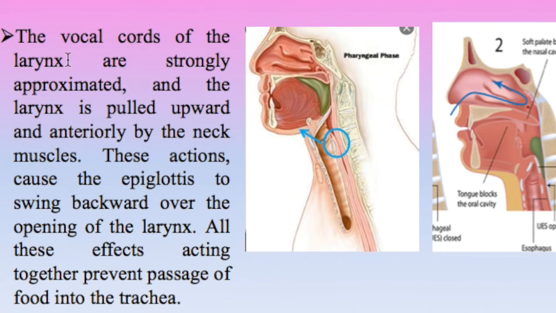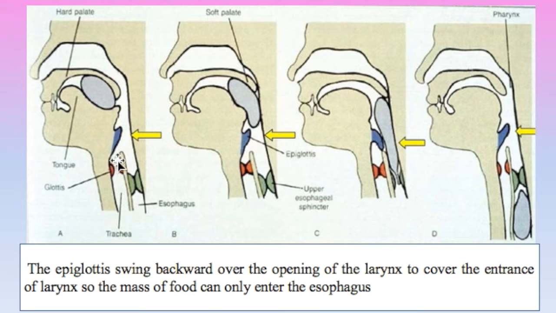The vocal cords of the larynx are strongly approximated, and the larynx is pulled upward and anteriorly by the neck muscles. This action causes the epiglottis to swing backward over the larynx opening, and all this action is to prevent the passage of food into the trachea. This is another illustration which clarifies the backward swing of the epiglottis over the opening of the larynx, so the food can only pass into the esophagus.